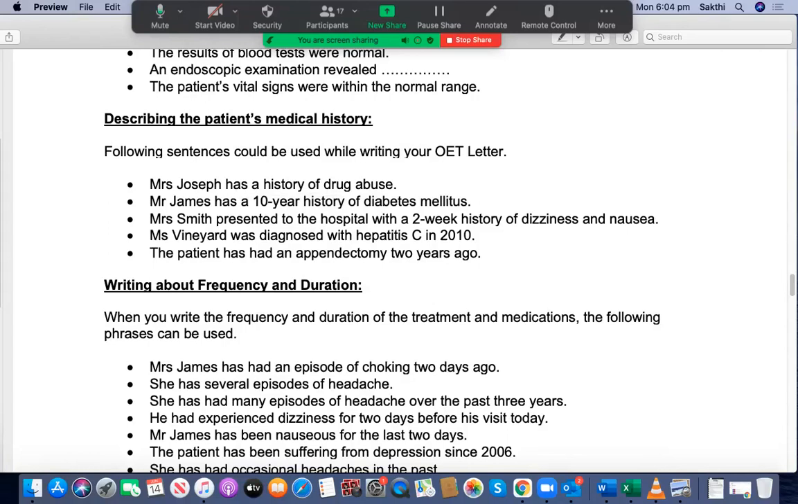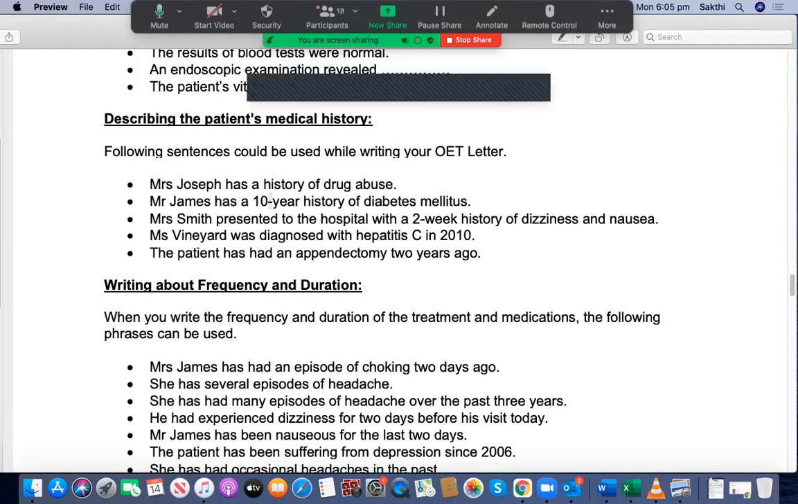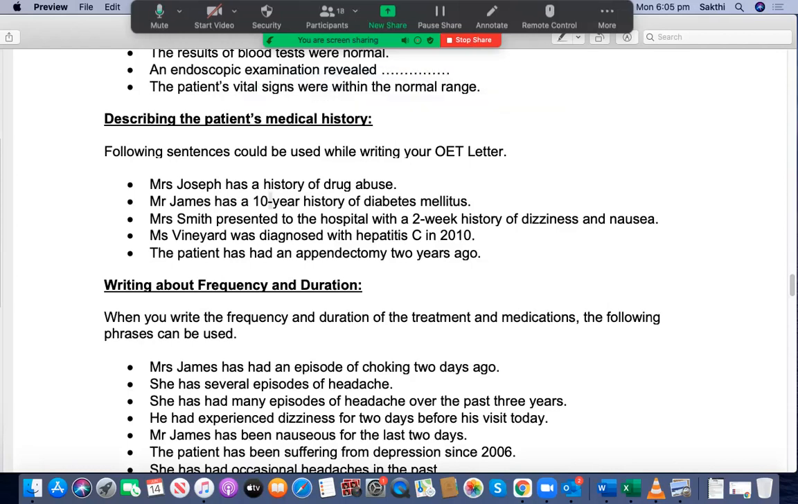What happens if I use "approximately 10-year history"? You need to use "an," not "a." So, Mr. James has an approximately 10-year history of diabetes mellitus, for example, if it is a 10-day or a 10-year or so on. And you need to be mindful about the use of the hyphen in between as well. You need to use a hyphen between the number and the duration. So 10-year should always have a hyphen in between. 5-day, in between, there should be a hyphen.